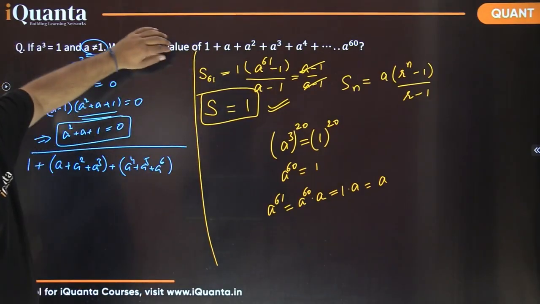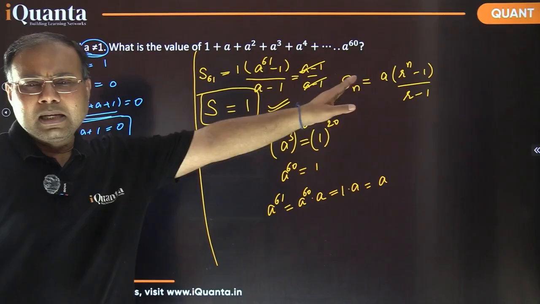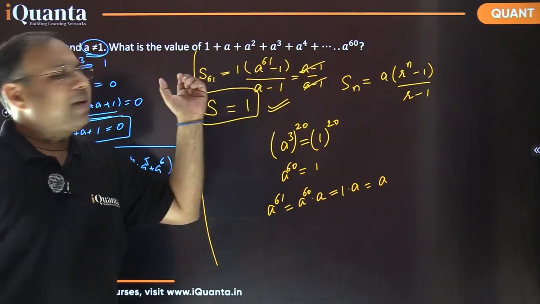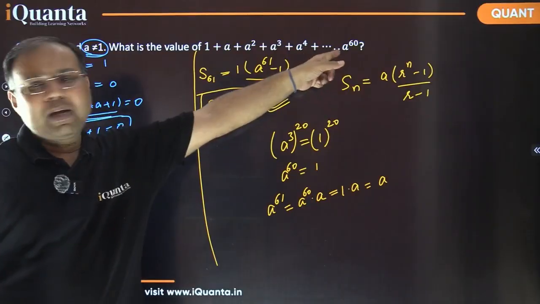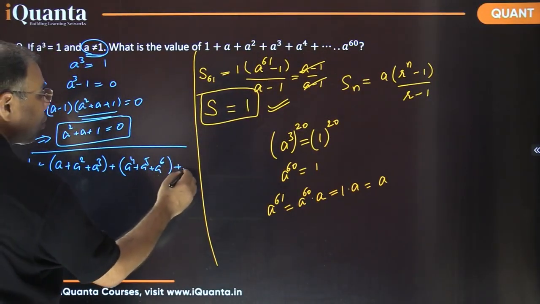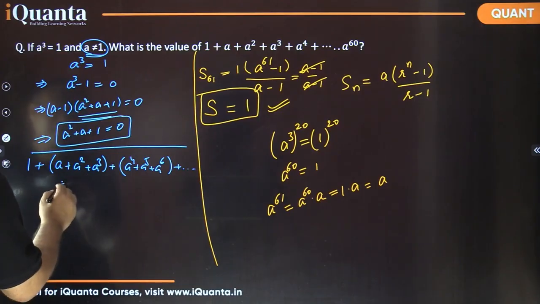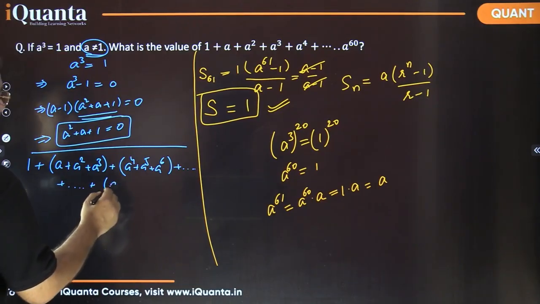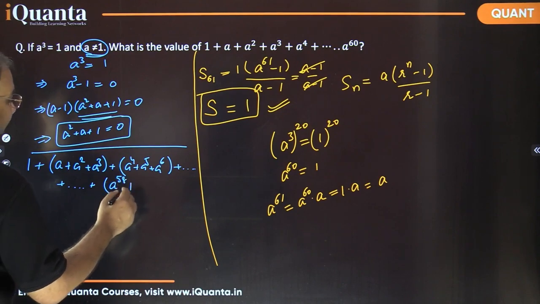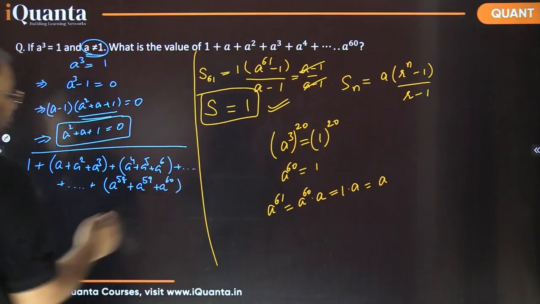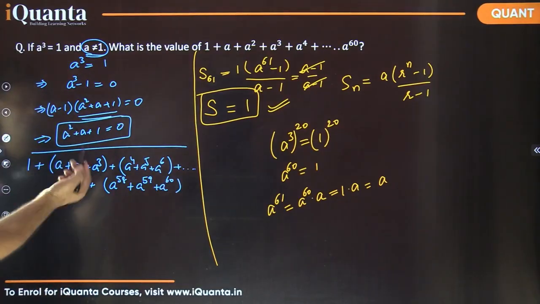Keeping this first term aside, I'm left with 60 terms, and making groups of 3 terms, I'll be having 20 groups. The last group would be ending with a power 60, right? So I'm just again using these dots. You understand the meaning of this? That means this pattern is getting continued, and the last terms are going to be a power 58, then 59 and finally 60. Okay? So we are getting this sum, let me call it S or whatever.